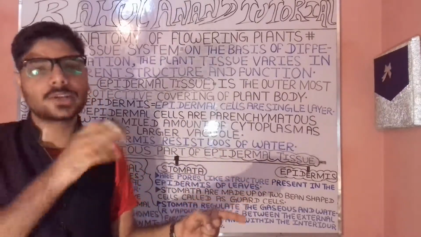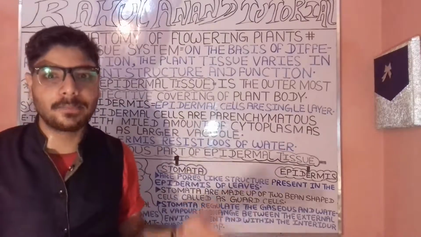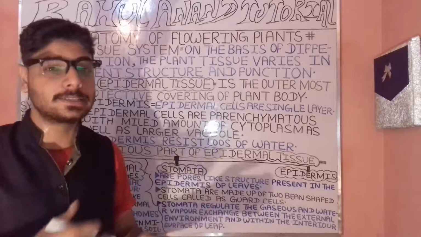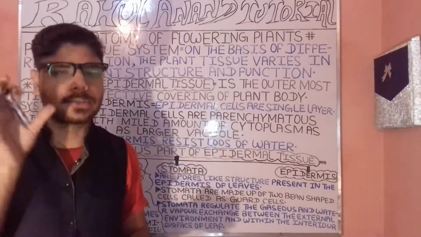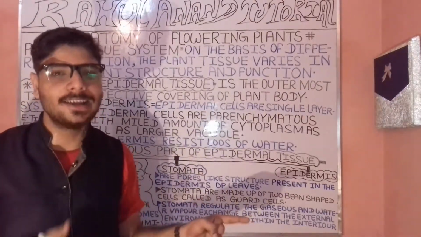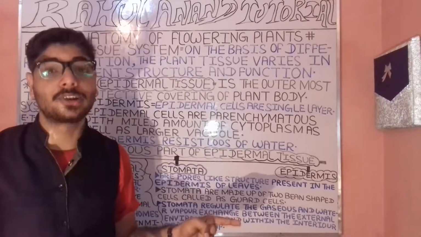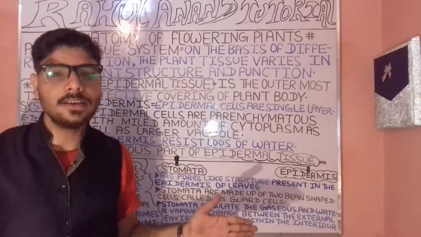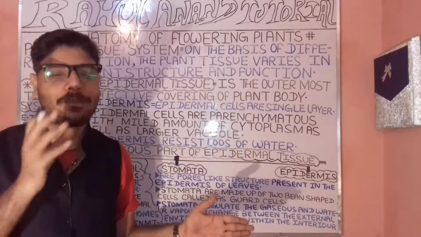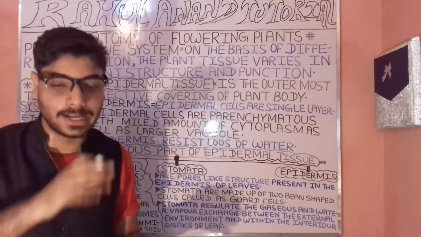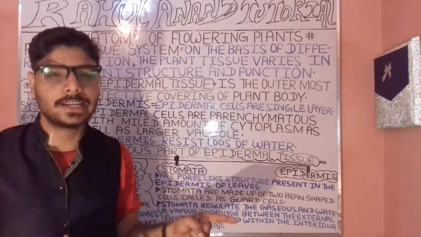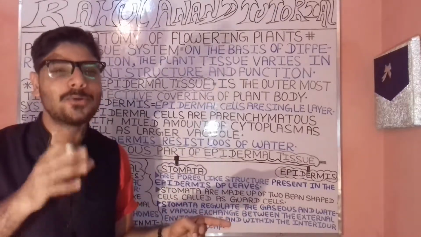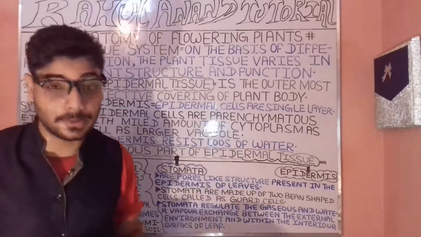When we are talking about the xylem, remember, in this case the unidirectional flow will take place, playing an important role in transporting the water and minerals with reference to the plant body, from the root towards the aerial part of the plants.